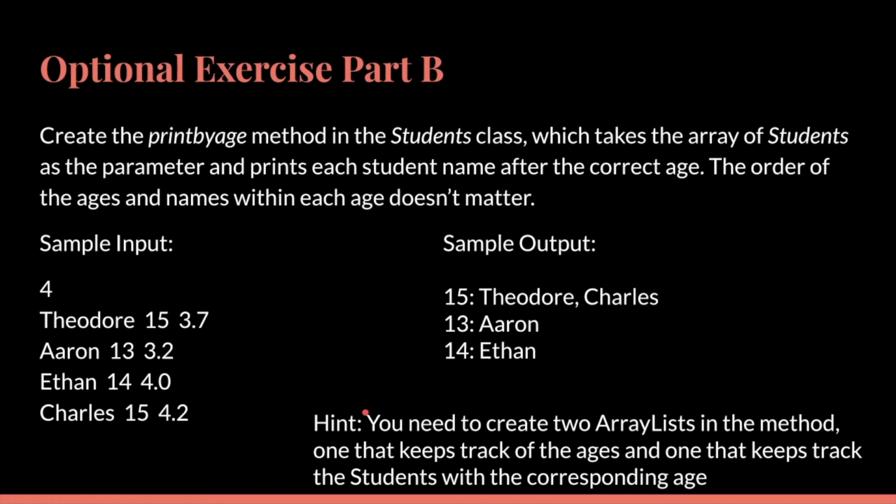So here's a hint. You need to create two array lists in the method, one that keeps track of the ages and one that keeps track of the students with the corresponding age. But even if you're unable to solve this exercise with the hint, that's fine. But if you want to give this a try, then pause the video here.